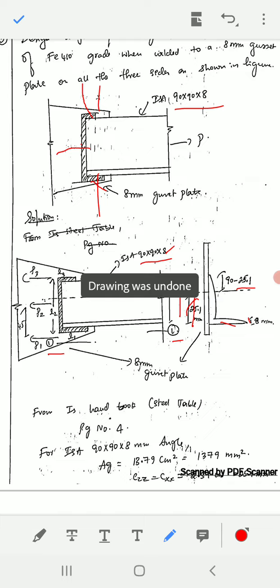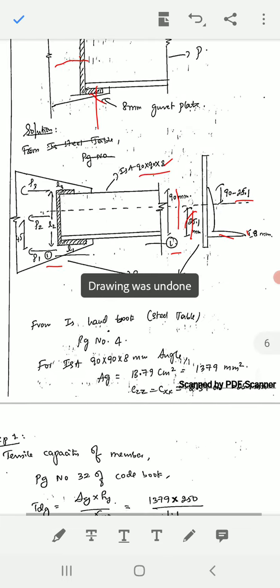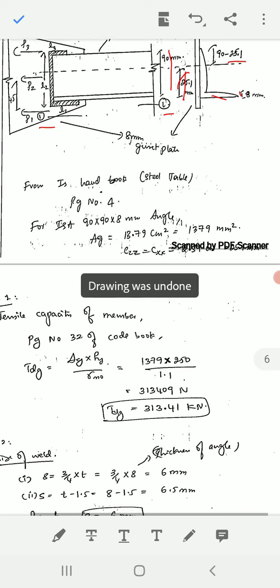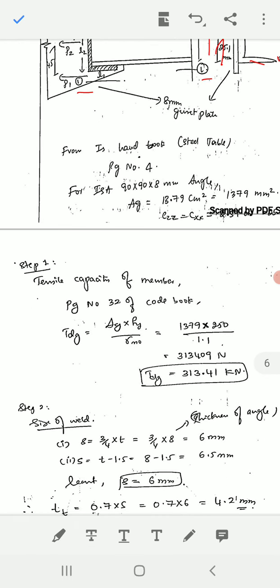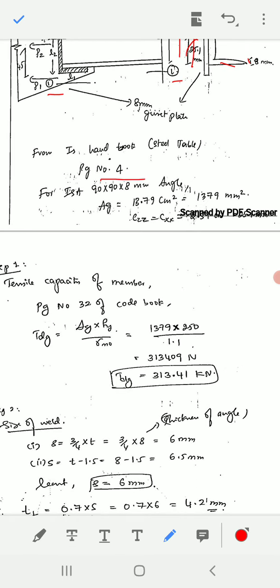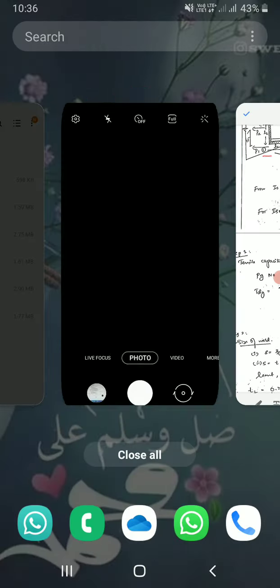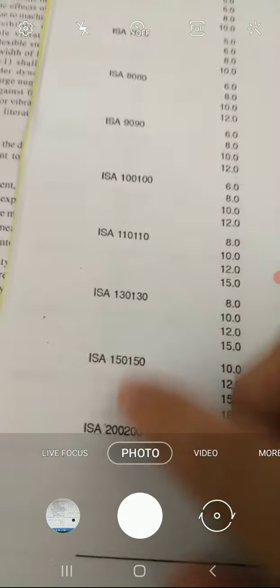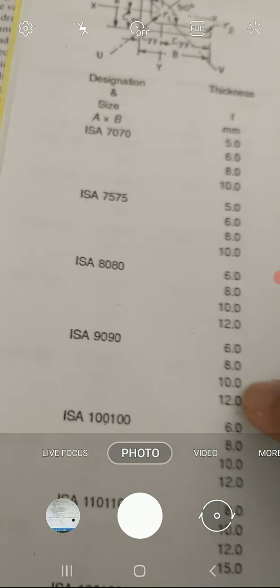Anyhow, we'll solve the problem now. From the IS handbook or steel table, we have to go to page number 4. I'll show the steel table. Here in the steel table, this is page number 4. This is angles. Page number 2 also has angles. We got 65 by 65 here, but more values will come in the next pages. We want ISA 90 into 90 into 8 mm. This is 90 into 90 and 8 mm.